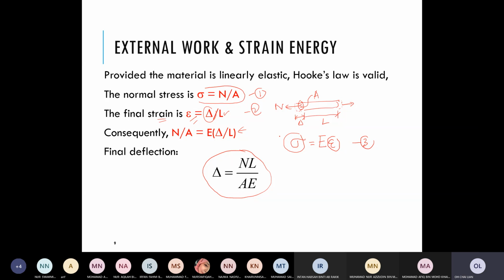N over A is the stress, right? And the strain is delta over L, and we have the E here. Now, rearrange the elements in this equation to determine the deflection: move the E to the other side and the L to the other side, and it forms this equation. This equation will be used to find the deflection of your structure. You need to remember this because it will not be given to you in the test.